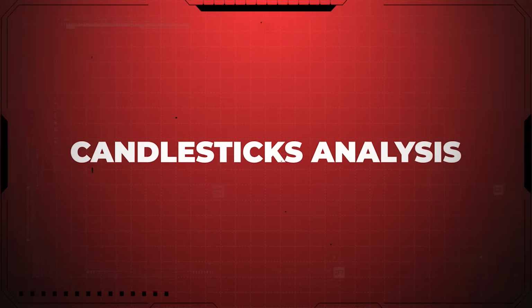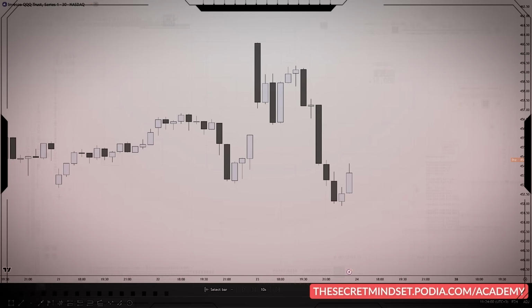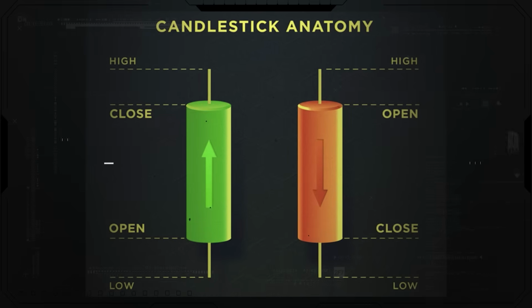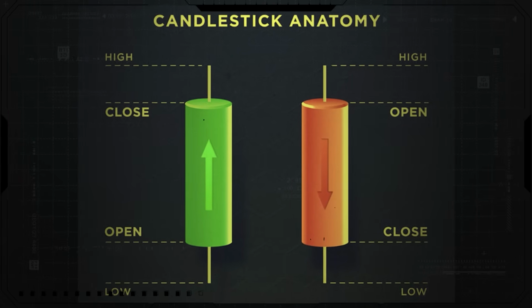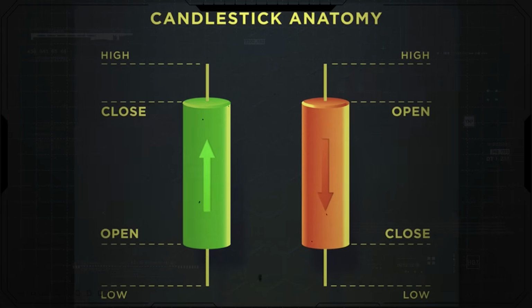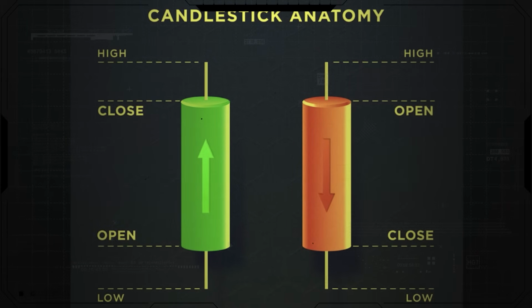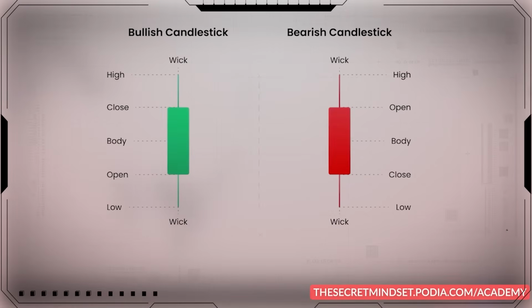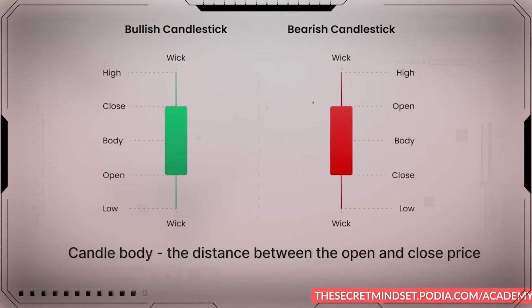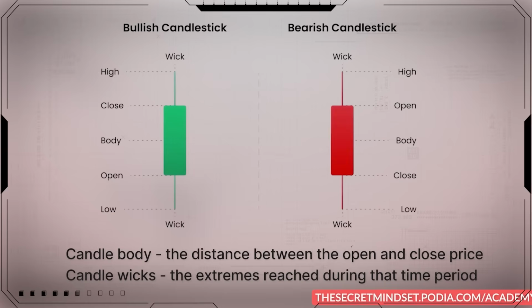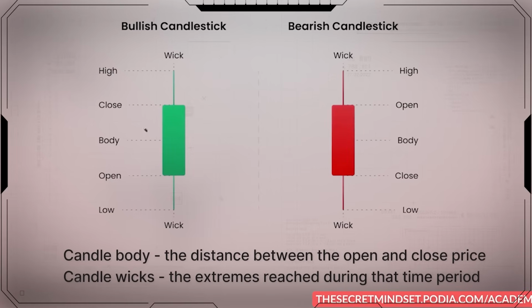Candlesticks give you a visual representation of the battle between buyers and sellers. Each candlestick reveals the open, high, low, and close price for a specific time period, whether it's a minute, an hour, or a day. The candle body represents the distance between the opening and closing price, while the high and low show the extremes reached during that time period.